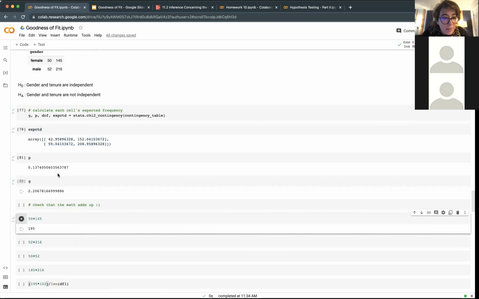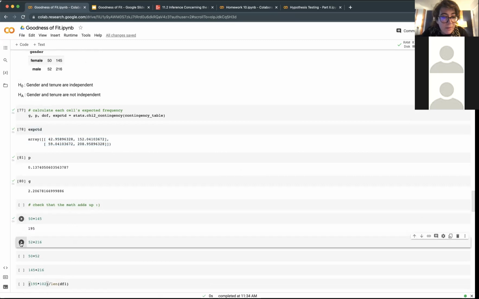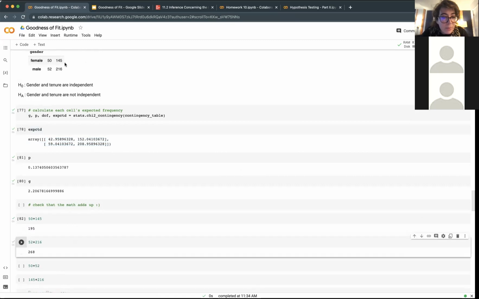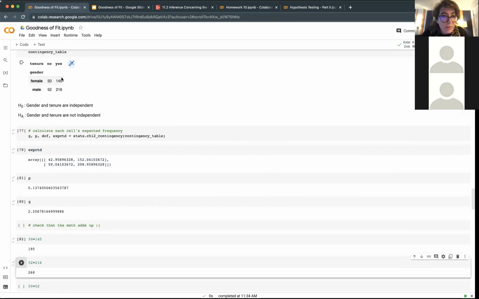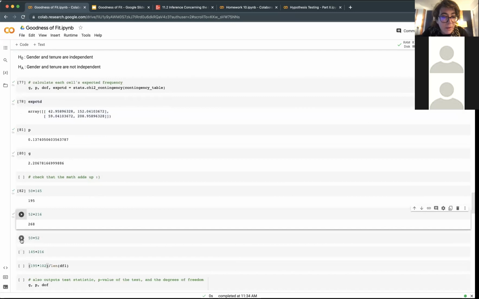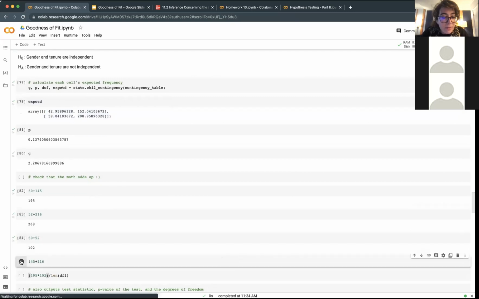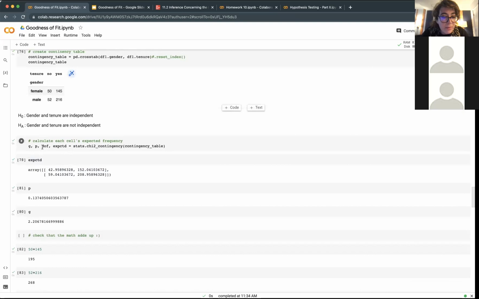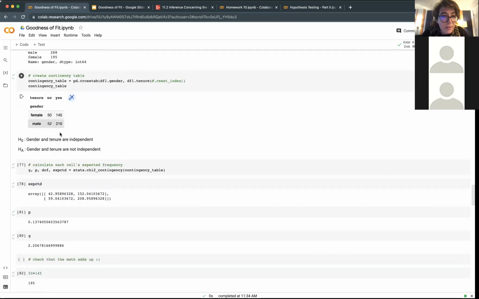So we have this 50 plus 145 to get 195, 52 plus 216 for how many males there are. And now, given no tenure versus yes tenure, we have these two different groups of 120 versus 361.